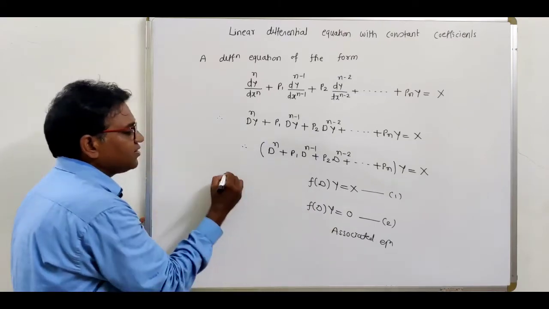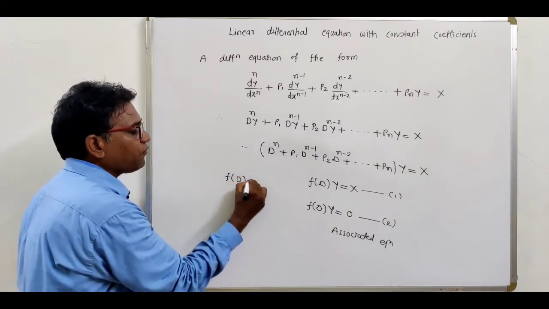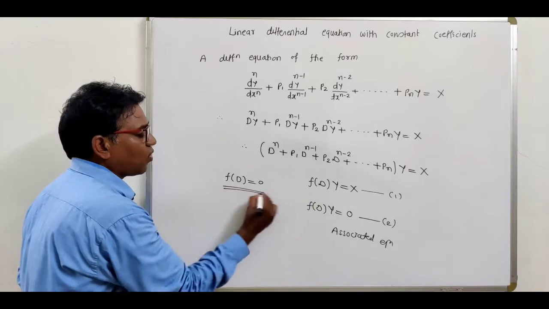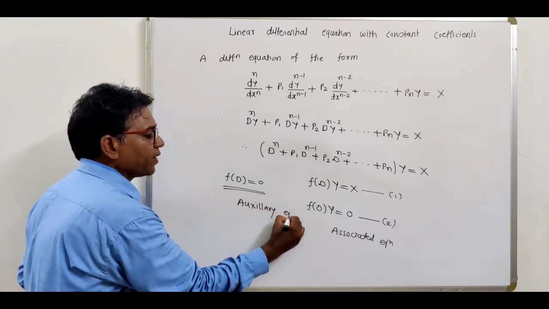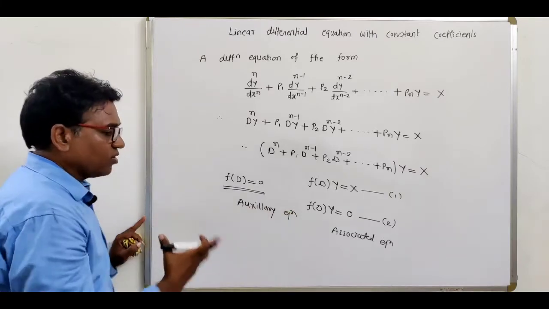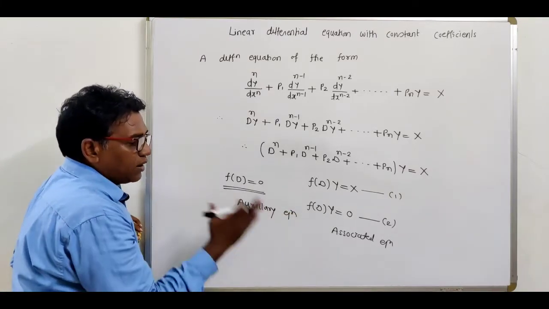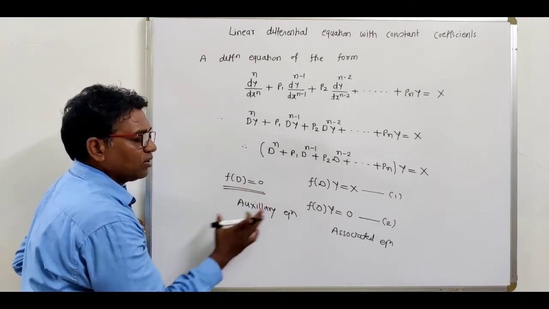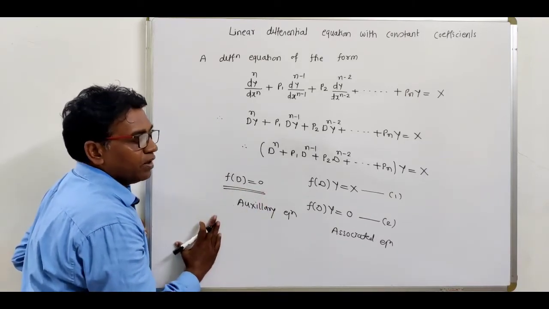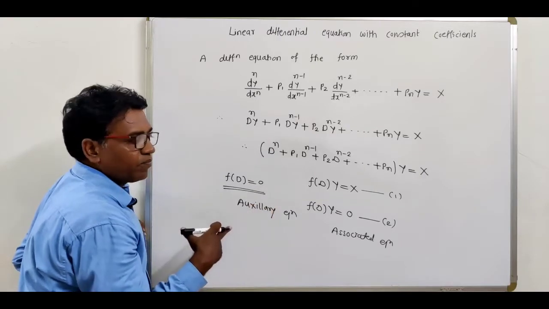And if we equate just the differential coefficient f(D) equal to 0, then this is called the auxiliary equation. What is the definition of the auxiliary equation? A differential equation of the form f(D) = 0 is called the auxiliary equation. So remember these three definitions.